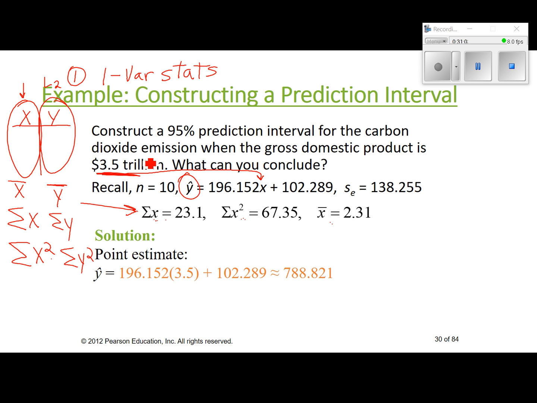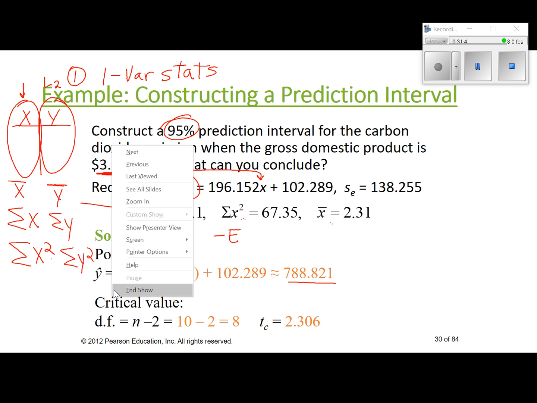That's the first thing I did here, and it came out to be 788.821. So that's our y hat. When we get down at the end, we're going to take that number minus E, and that number plus E. Your critical values, your degrees of freedom is 8. So if we go to our chart, our degrees of freedom are 8, and we want a 95% confidence level.